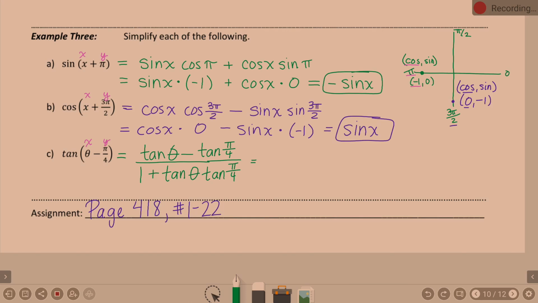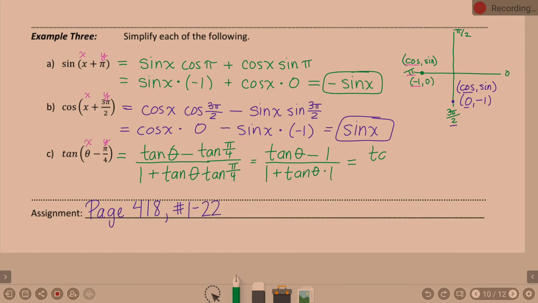Okay, let's see. What can we clean up? Tangent of theta. Theta is just a variable, so that's tangent of theta minus, what's tangent of pi over 4? Tangent of pi over 4 is 1 according to our chart. You don't even have to look at the unit circle, just go to the chart. So tangent of theta minus 1 over 1 plus tangent of theta times tangent of pi over 4. What is tangent of pi over 4 again? 1.